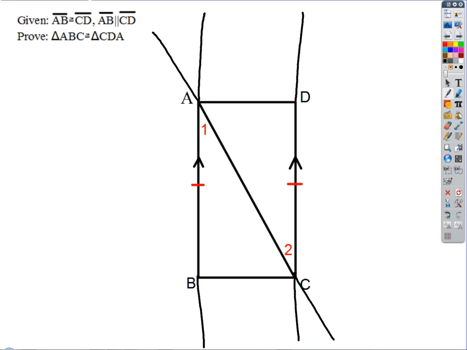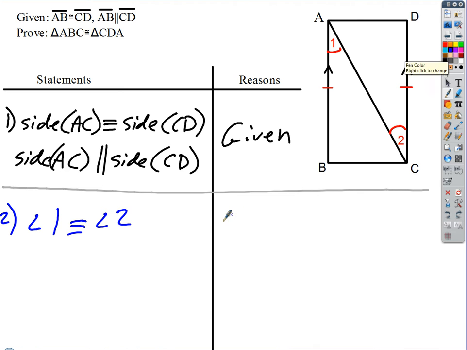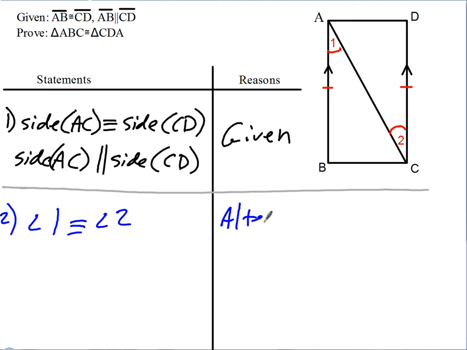So very good. So by alternate interior angles, that's true. Okay, so now we've got some stuff. How many congruent symbols do you have in each triangle? 2. How many do we need?